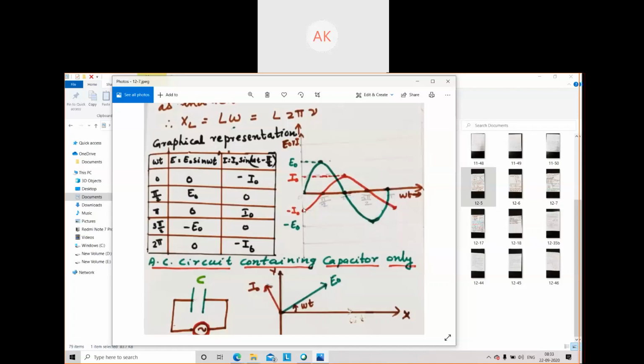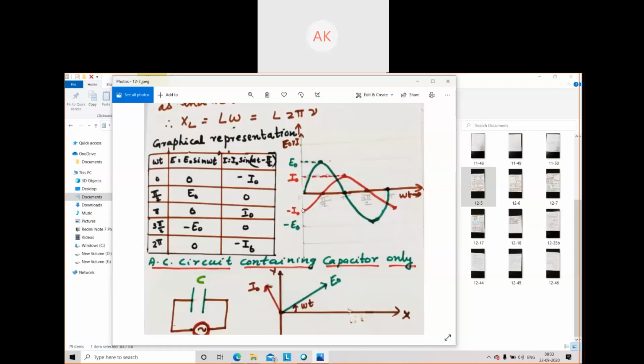Then for current, when you plot the graph, you see that when EMF is 0, the current has the negative maximum value. That is why they are not in the same phase. They have a phase difference of pi by 2.